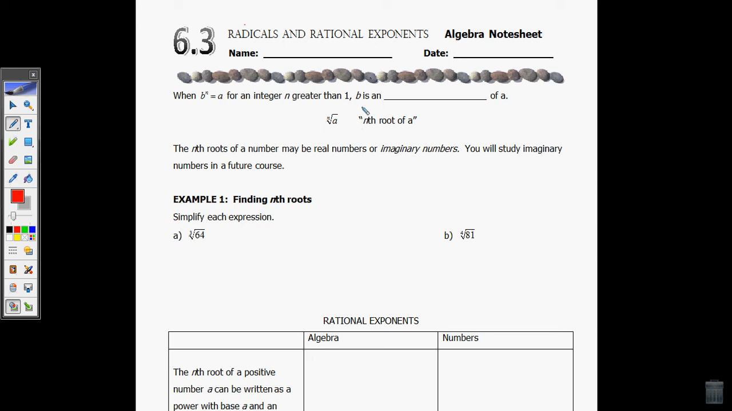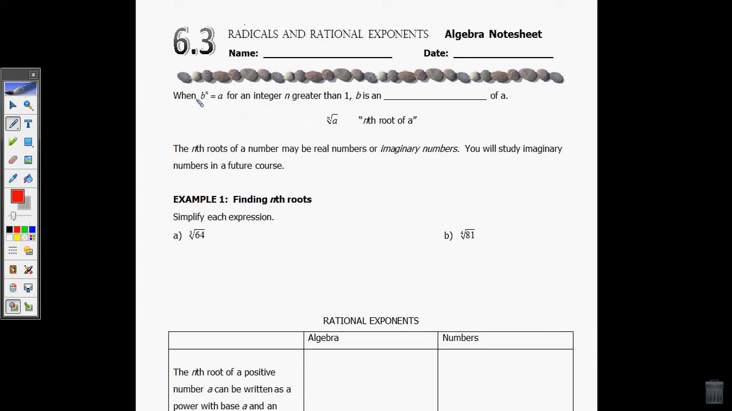Hey. Today we are going to be looking at 6.3, radicals and rational exponents. So it sounds pretty scary, but we're really just looking at this idea of a square root, of a cubed root, of a fourth root, and then a whole bunch of different other types of roots of numbers.